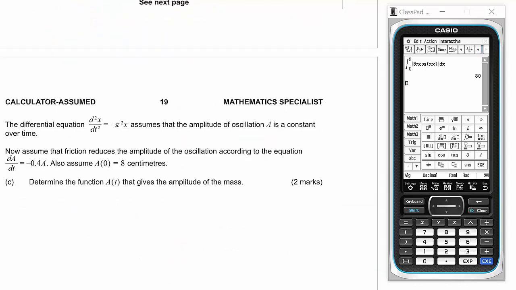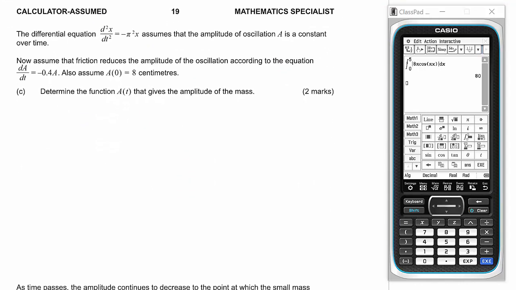Okay, so the differential equation d²x/dt² = -π²x assumes that the amplitude of oscillation A is a constant over time. Now assume that friction reduces the amplitude of the oscillation. According to the equation, dA/dt is -0.4A. Also assume that A0 is 8 centimetres. Determine the function A(t) that gives the amplitude of the mass. In other words, we want to solve this differential equation.